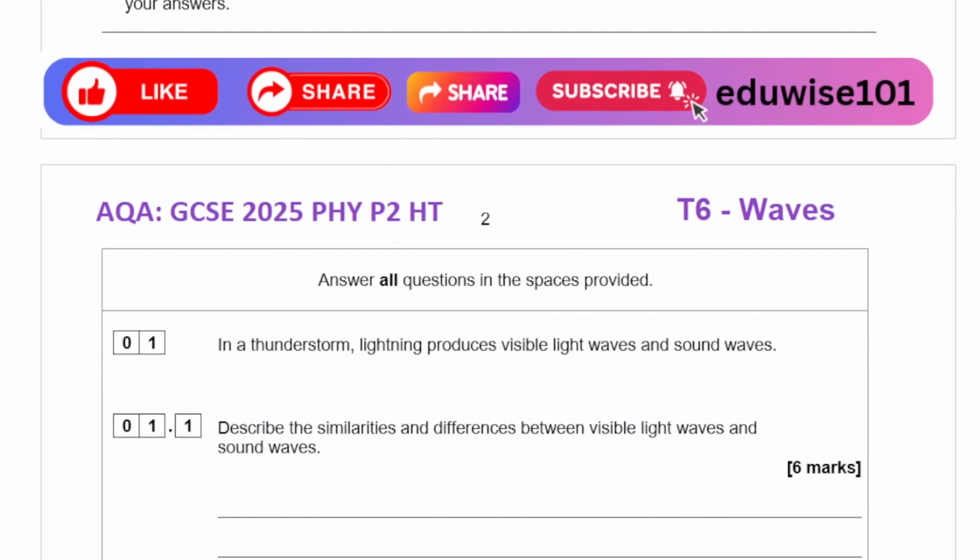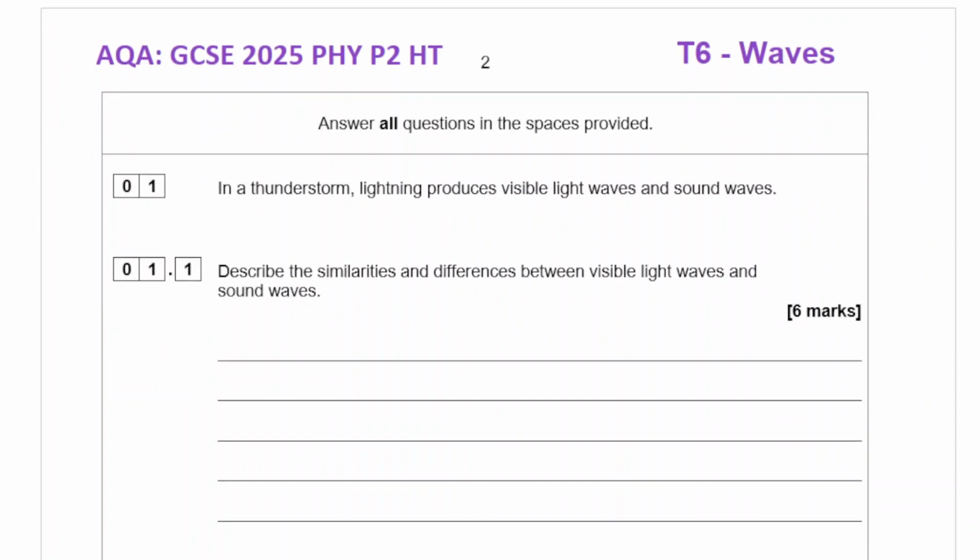So question number 1 is on the topic of waves. In a thunderstorm, lightning produces visible light waves and sound waves. Describe the similarities and differences between visible light waves and sound waves. This is a 6-mark question, so it would have appeared as the last question in the foundation paper.